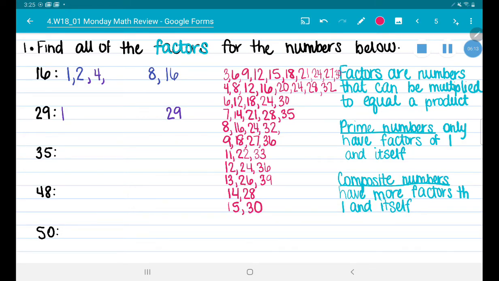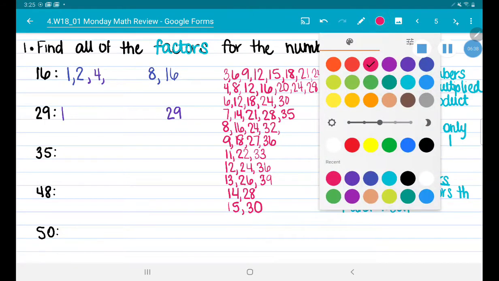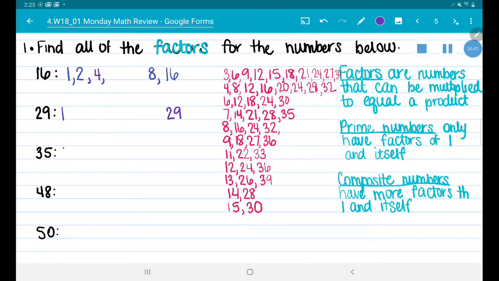So we've made it more than halfway. We have not found any more factors other than 1 and 29. So we would say that 29 is a prime number. It only has factors 1 and itself. All right. So we're ready to go to 35. Let me switch colors back here. I know 1 and 35 will be factors.